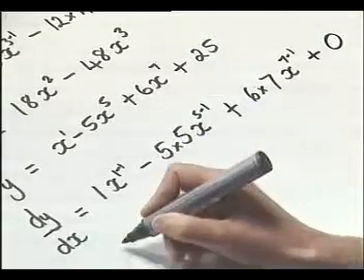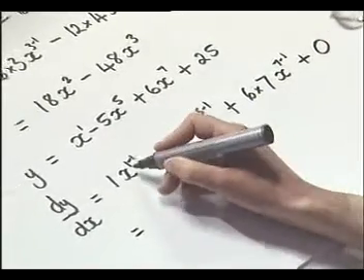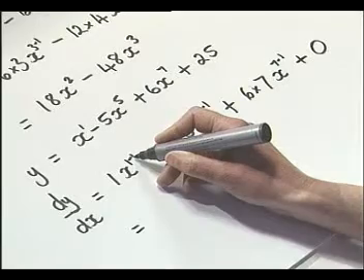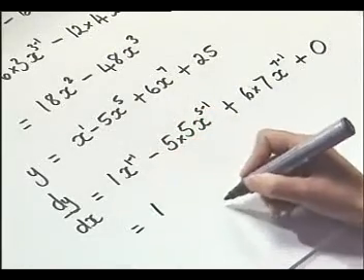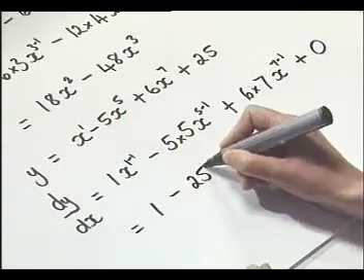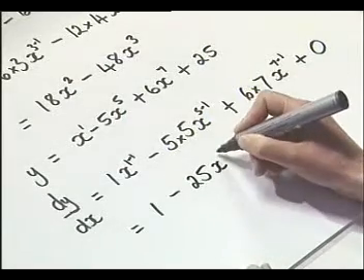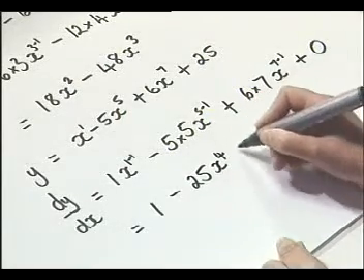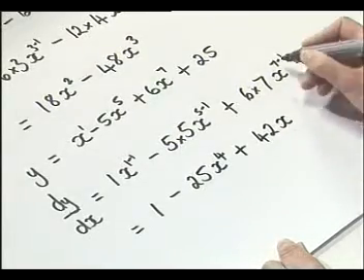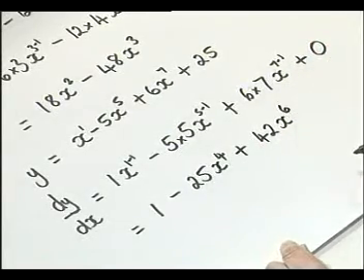again 0. So we have 1 times x to the power of 0, which is just 1, minus 5 5s are 25, times x to the power 5 minus 1 is 4, plus 6 7s, 42, times x to the power of 7 minus 1, which is 6.